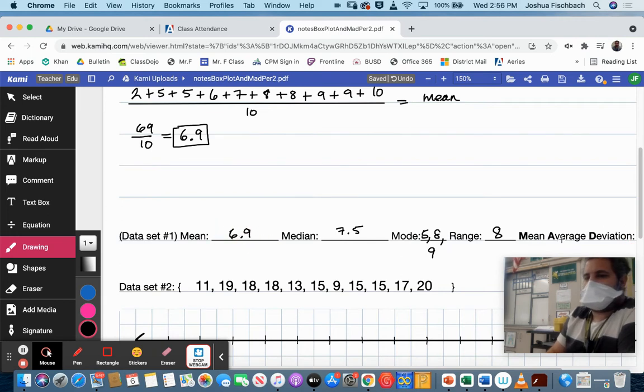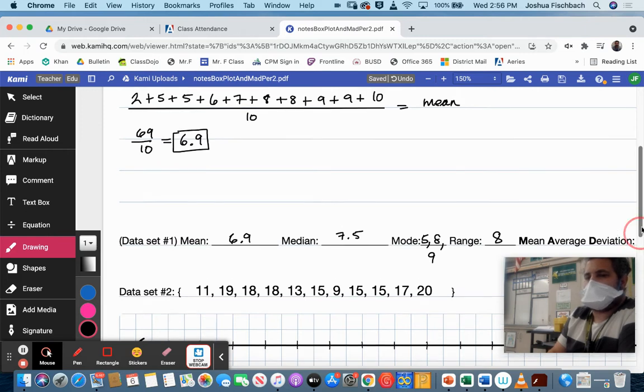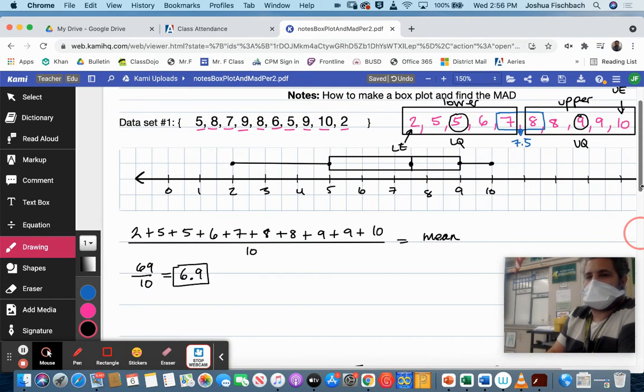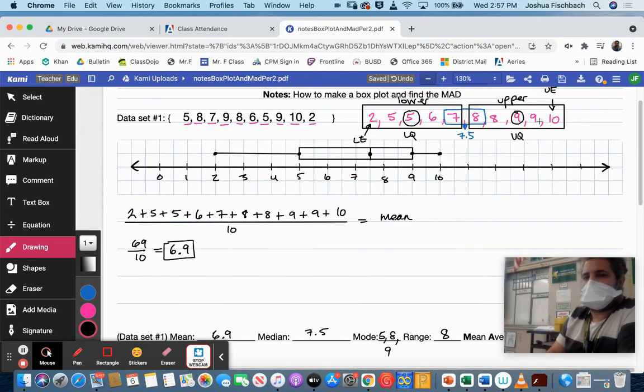Now, to find the mean average deviation, or sometimes called the mean absolute deviation, or MAD, what you're going to have to do is figure out how far, on average, each of these data points is away from the mean. So basically what you're going to do is pretty simple. You're going to take each data point, subtract it from the mean, and then take the absolute value of that. Those are called your absolute deviations. You're going to add all of those together, and then divide by the number of deviations.